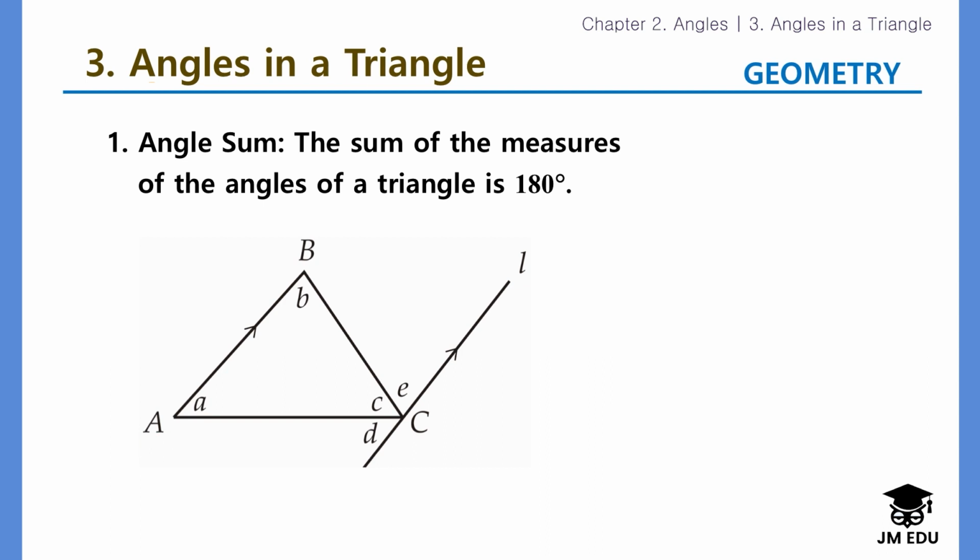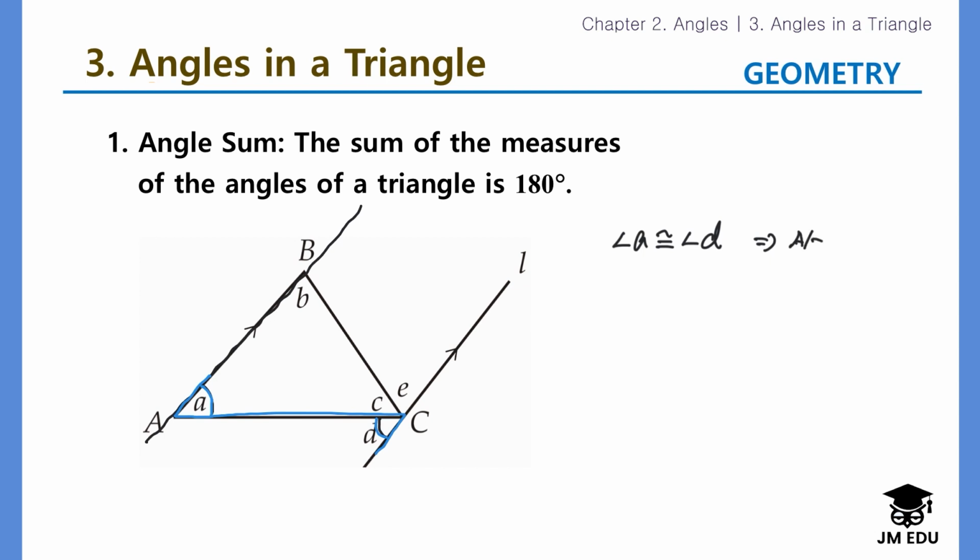Here we have a triangle ABC, right? I drew a line L that is parallel to the side AB. Then, do you guys see that angle A is congruent to angle D right here? When we have two parallel lines, look at this. This angle right here, this angle right here, they are alternate interior angles, right? So, angle A is congruent to angle D.